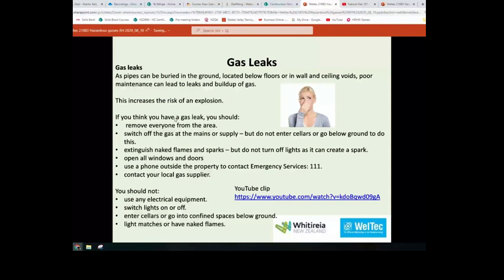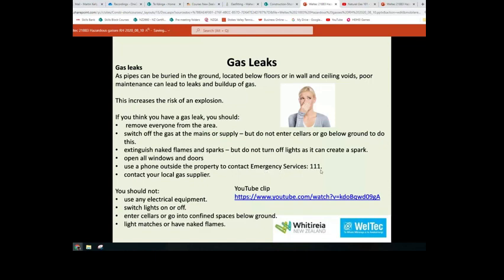If you think you have a gas leak, you should remove everyone from the area, including yourself. Switch off the gas at the main supply. Don't go into a hazardous area to do this, because you might get asphyxiated or put yourself at more risk than need be. Turn off any obvious potential ignition sources and ventilate the property. If it's particularly bad and you think that it's likely to require additional support, ring emergency services.